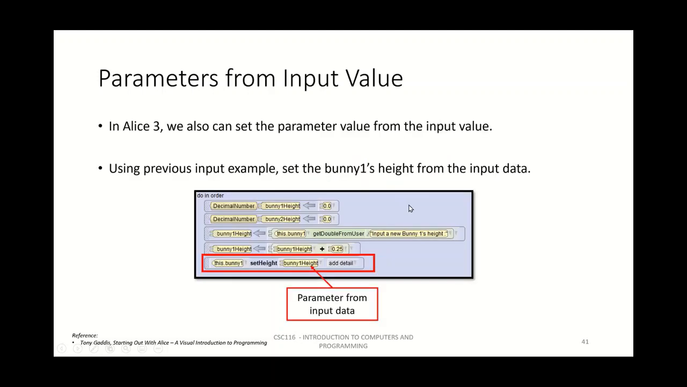In Alice 3, we can also set a parameter value from the input value. From the previous example, we asked the user to input a new value, so the new value from the input data is actually the parameter. Okay, that's all for topic 5.